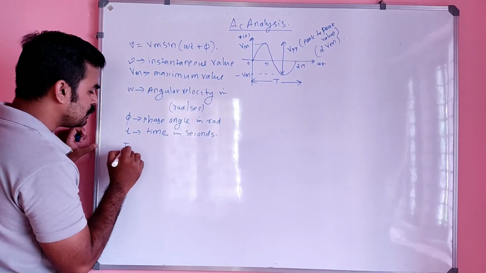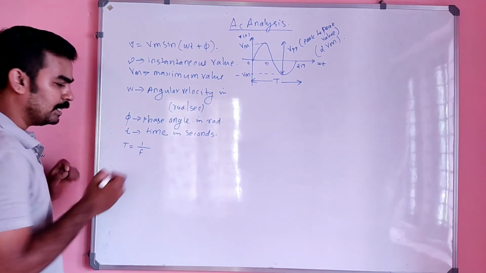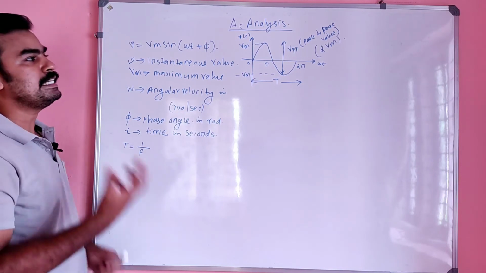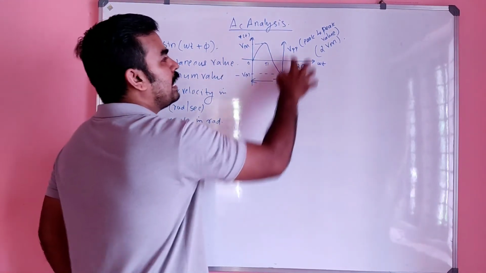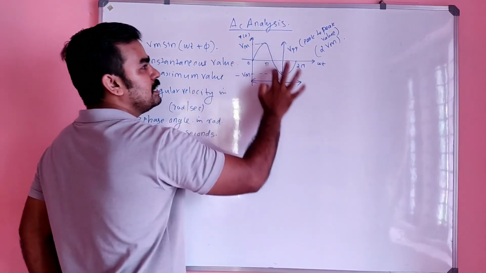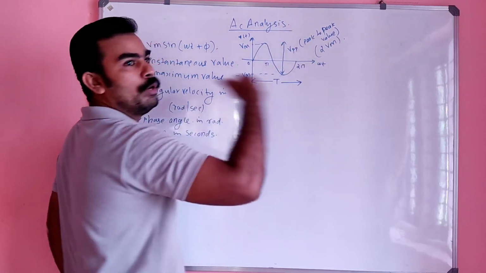And there is a relationship between time period and frequency, that is T is equal to 1 by F. Frequency is nothing but the number of cycles per second. That is called the frequency. In 1 second, how many cycles like this are going to pass?